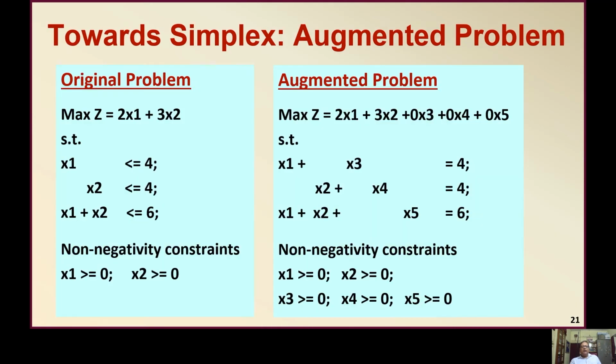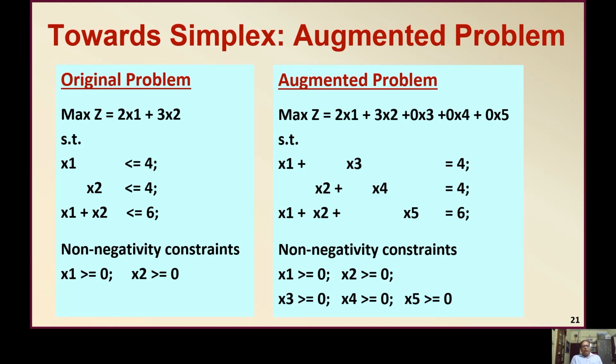So let's look at the augmented problem. Now we are moving towards simplex. So what exactly is happening? Look here. The original problem was one of inequality. What was that? Maximize z equal to 2x1 plus 3x2 subject to x1 less than or equal to 4, x2 less than or equal to 4, x1 plus x2 less than or equal to 6, non-negativity constraints x1 greater than or equal to 0, x2 greater than or equal to 0.